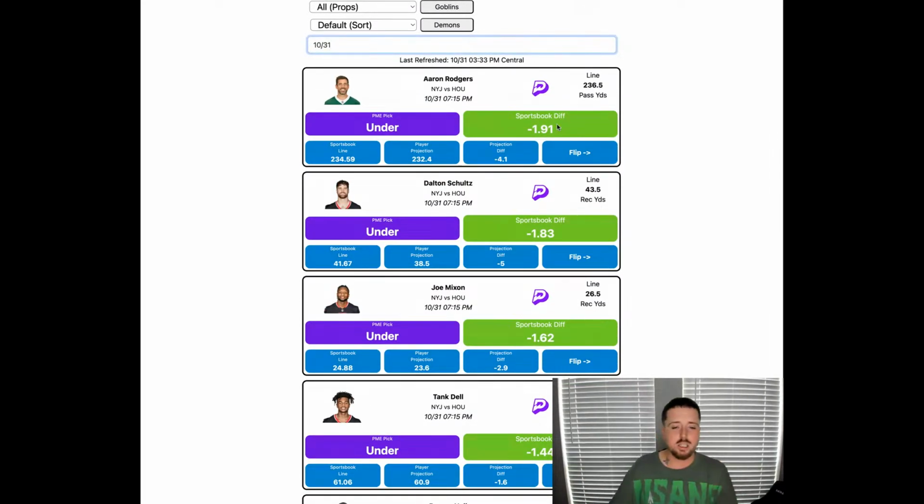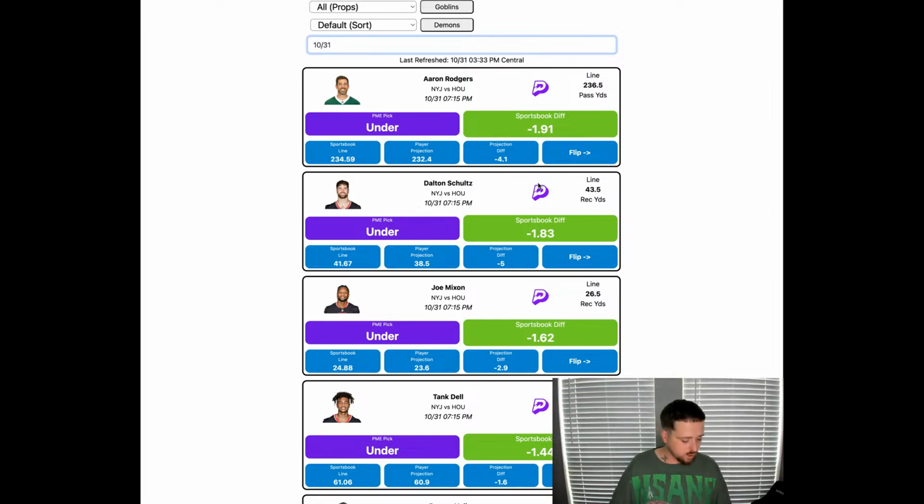Aaron Rodgers under 236.5 passing yards at a minus 1.91 sportsbook differential. Sportsbooks like the line at 234.5 on average. If you average all the sportsbooks together, they're at 234.5. Player projections 232.4. Remember, this simulates the game 10,000 times through AI technology. On top of that, are player projections from our partnership as well. So a lot of data into these things. So the fact that you've got consensus odds liking the under and you've got projection data on the under, Aaron Rodgers under passing yards is great.